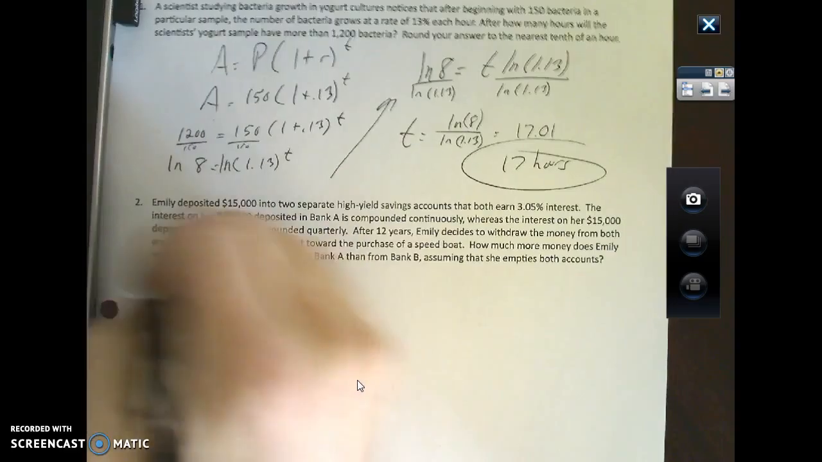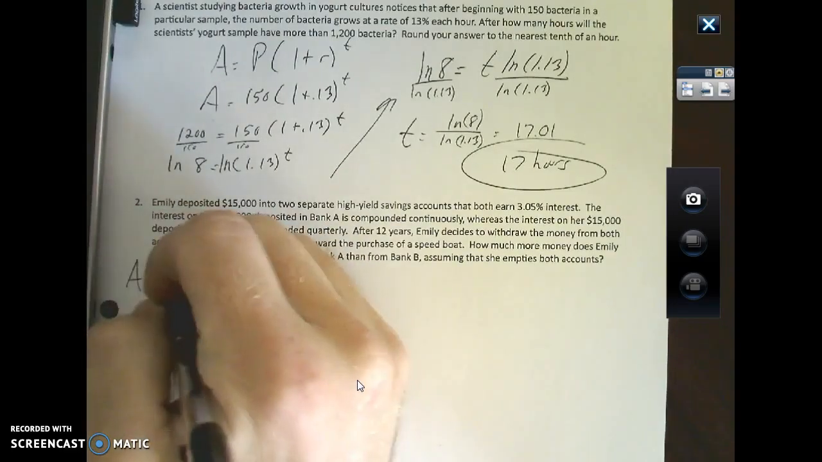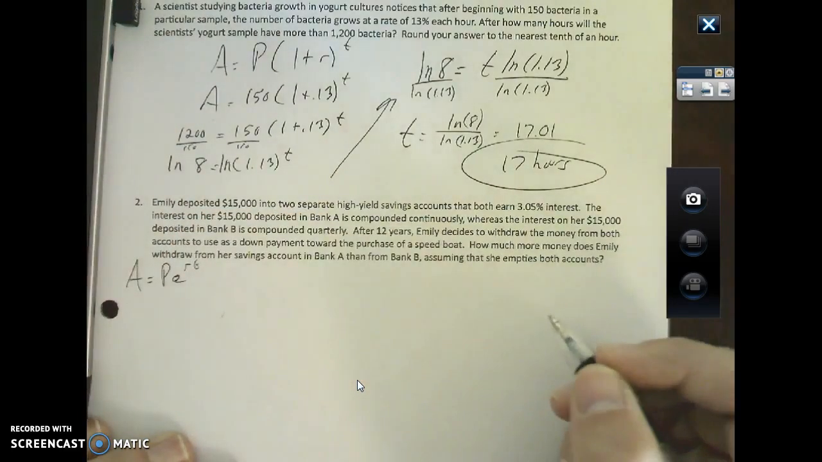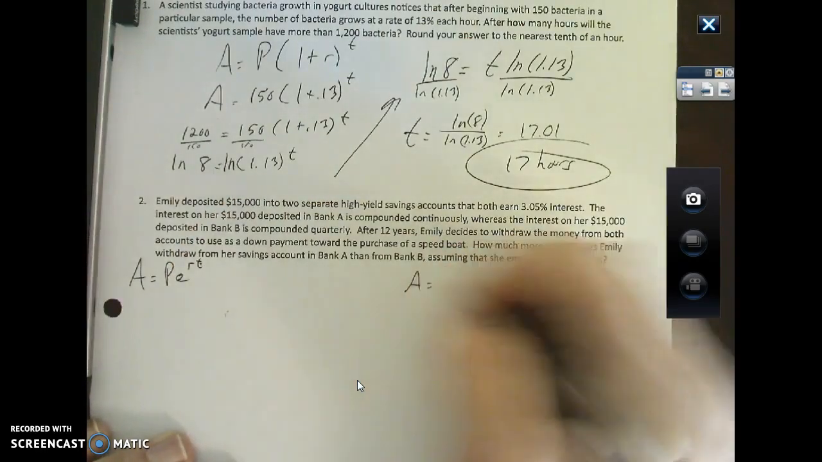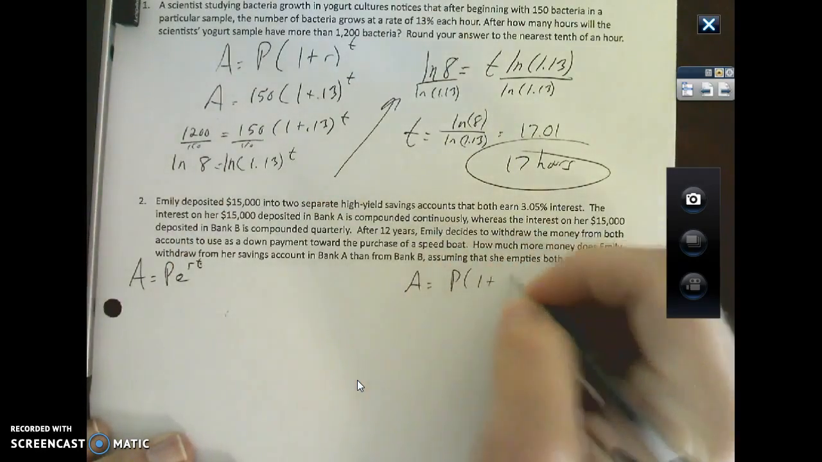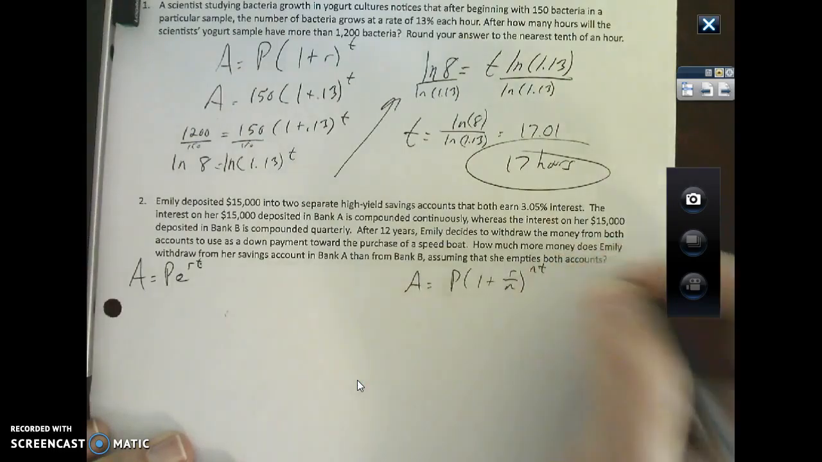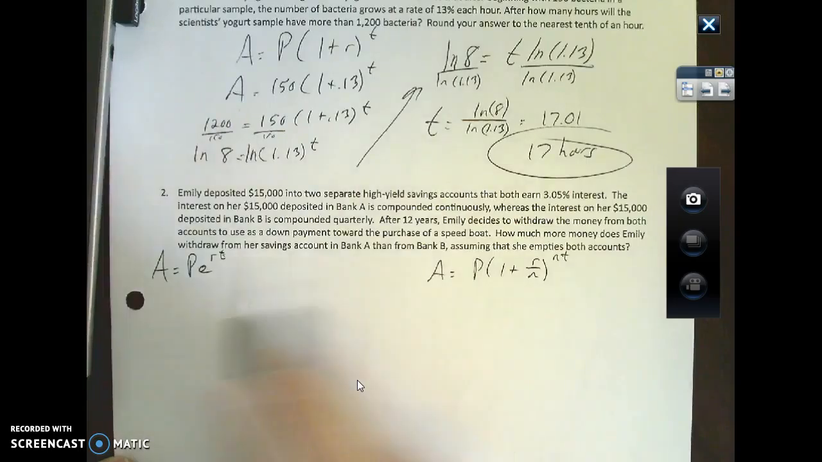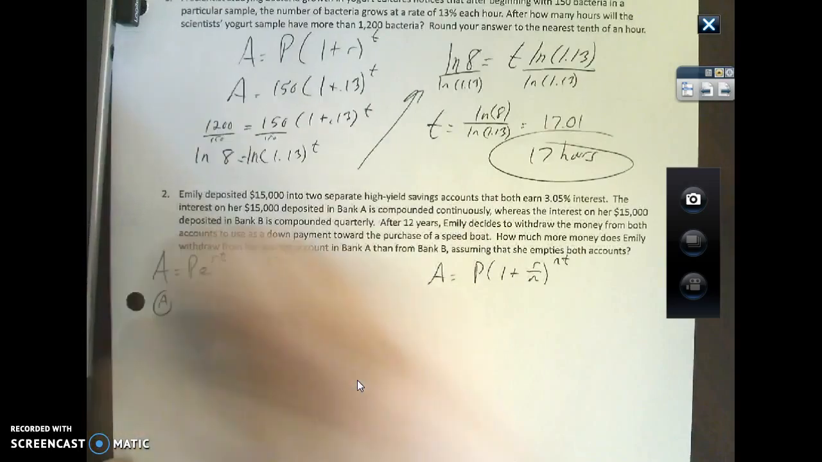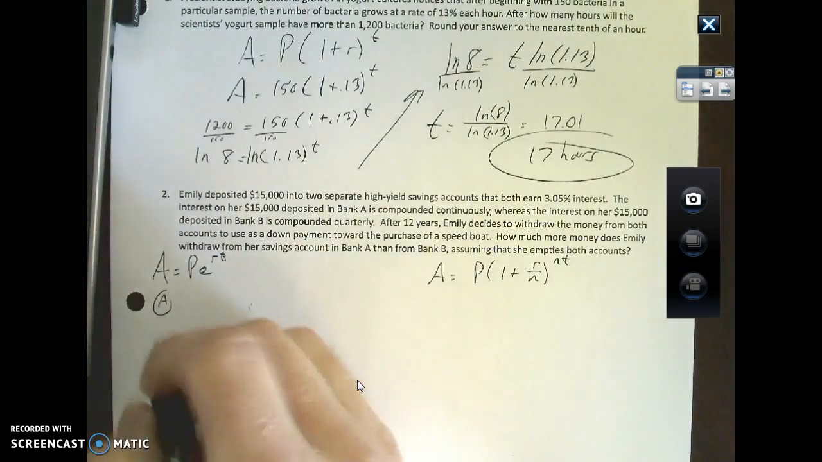Guys, we have A equals P e to the RT. This is our PERT formula for continuous. And then we have A equals P times 1 plus R over N, raised to the NT power, where N is the number of times it's compounded. So the first one, Bank A, is compounded continuously. I'm going to use this one.